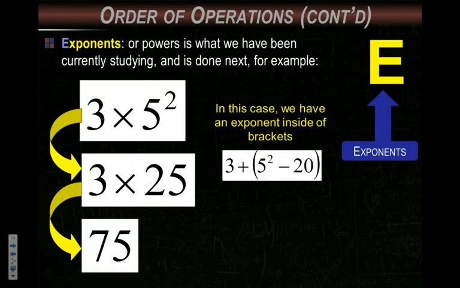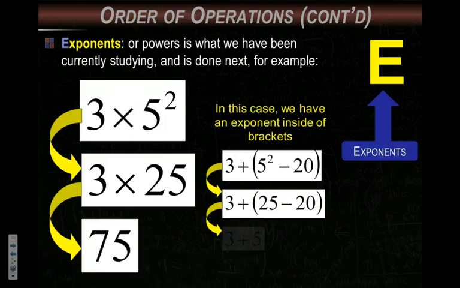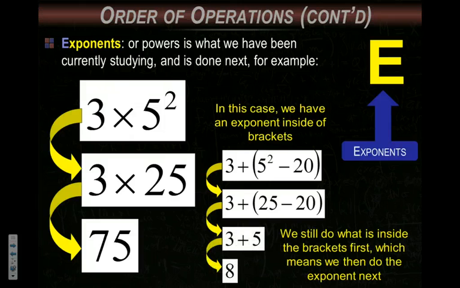I still do what's inside the brackets. And now I start and think, well, what do I have to do inside the brackets? Well, the first thing I have to do inside the brackets is the exponent. And then I continue from there. So I would do the exponent, then I would still work on what's inside the brackets before I finish that question. Okay? Order of operations. Watch out for tricks like that one. Make sure that you're kind of used to that type of question.